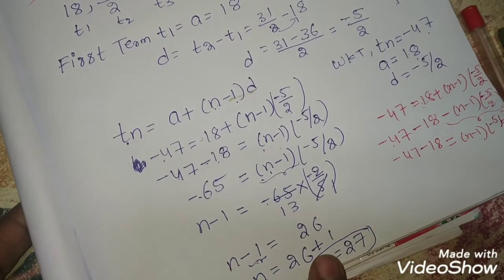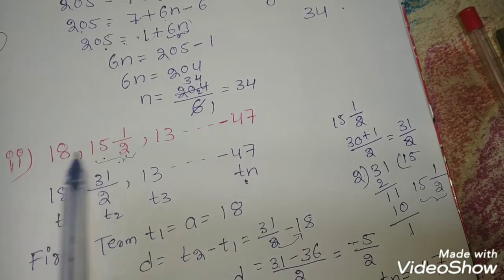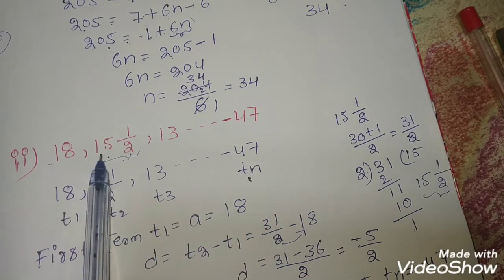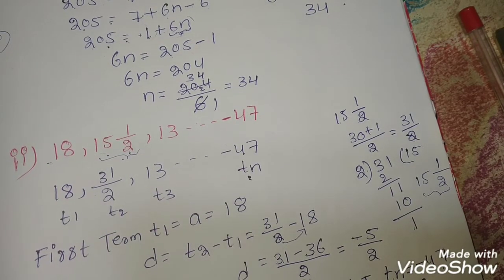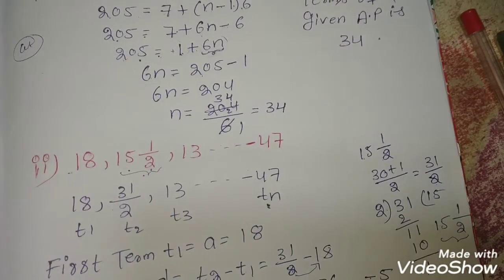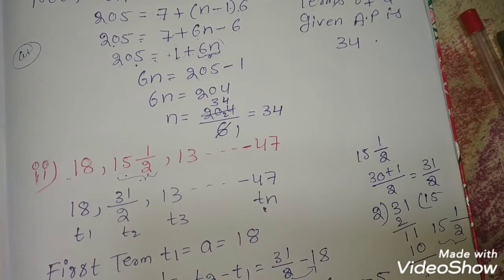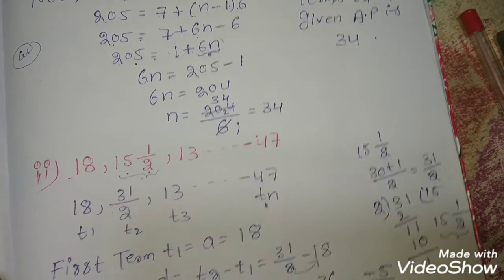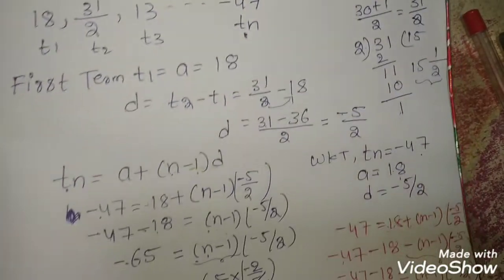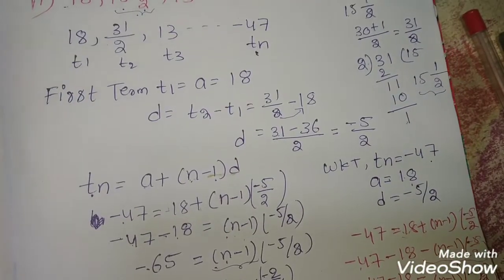That means how many terms do we have? Here we have 27 terms. This is the second one. So let's start the next, sixth question. Before that, pause the video to note down. Don't forget to note it.